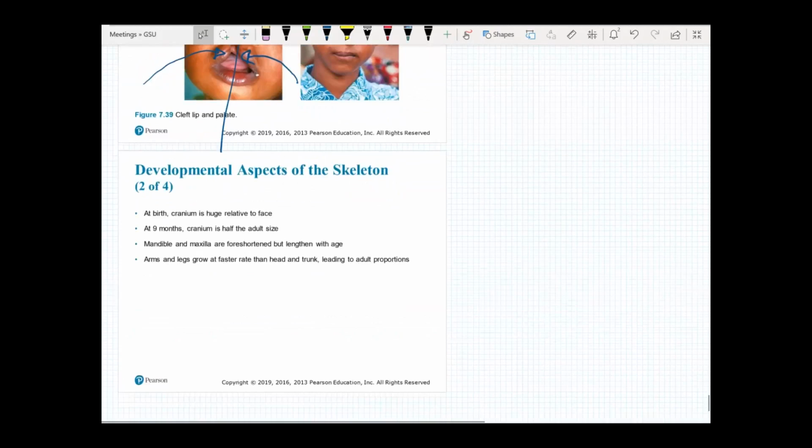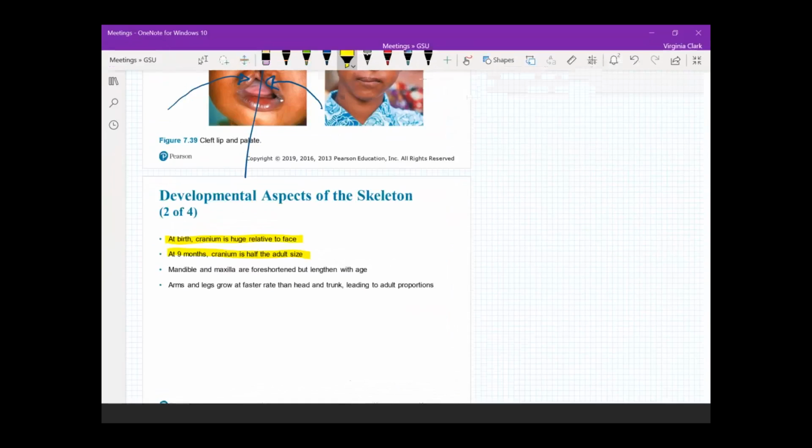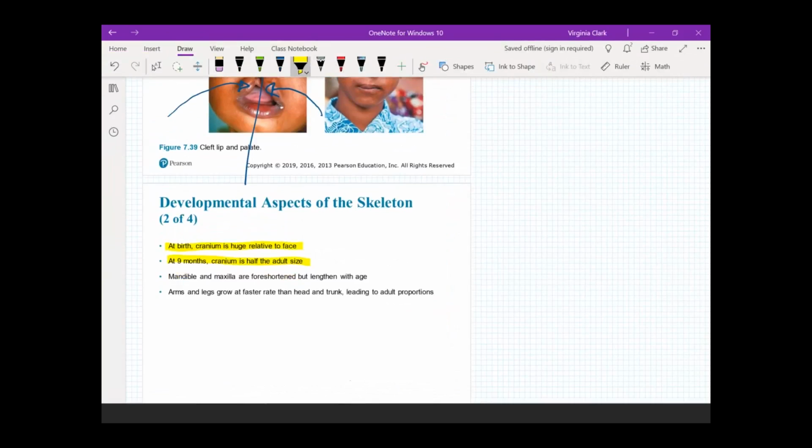And then one of the last things with the developmental aspects of our skeleton: at birth, your cranium is incredibly large because the body is very small. But as you grow the body, the cranium will actually get smaller until, as an adult, the body is larger than the cranium. So we will grow in a different proportion, not just the skull and the body growing at the same rate. The parts of the skeleton will grow at different rates.